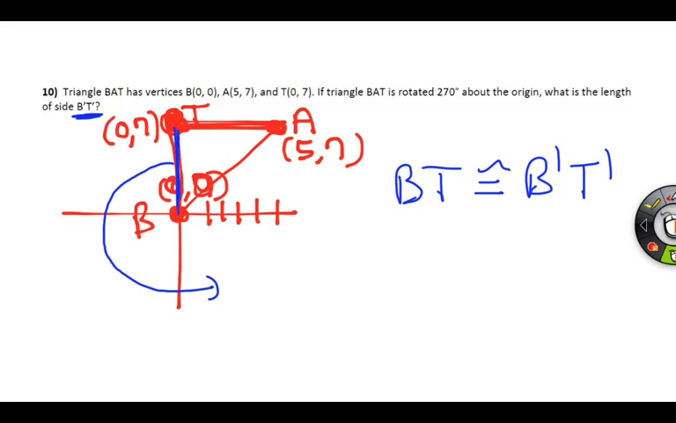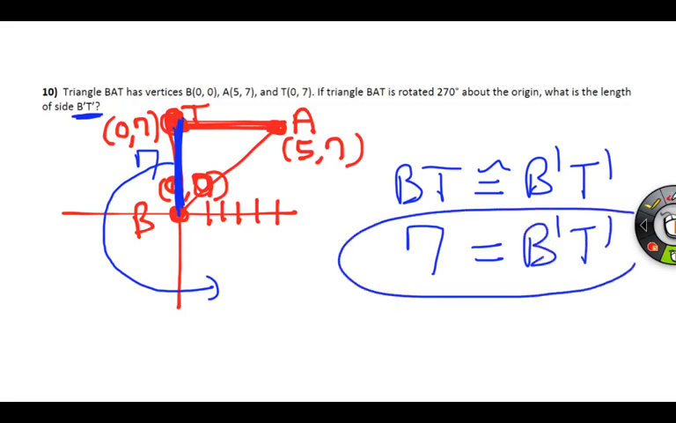So if you look at this length, BT, all it is is 7 units up, because it goes from 0, 0 to 0, 7. So that's 7 units. Then B prime T prime would also be 7 units. So both of these, 7 would equal 7. So B prime T prime would equal 7 units.